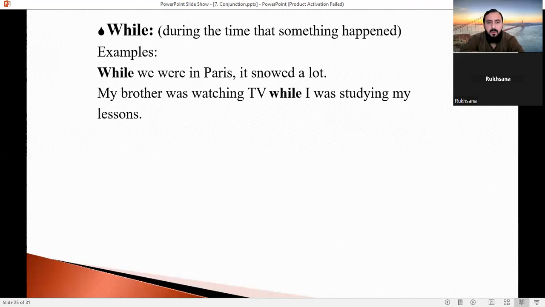While we were in Paris. My brother was watching TV while I was studying my lesson. So, sir, here studying and watching are progressive tenses, and while is used to show two parallel actions as well, either in the past, present, or future. Okay. Yeah.